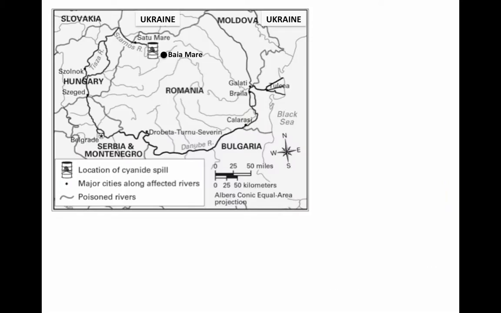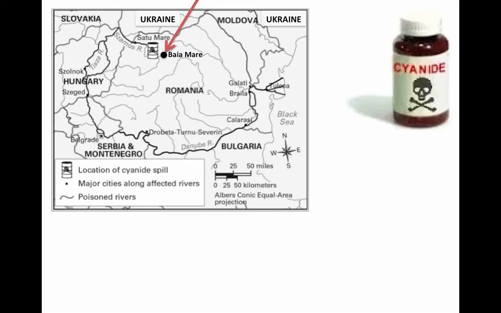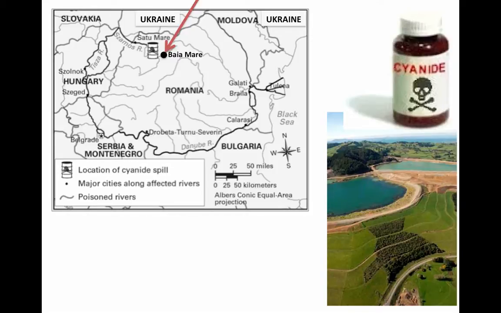So now let's go back to this river system. Near the Samos River is the village of Baia Mare. You found it earlier on the map. It was here in this village that companies were mining for gold. They used cyanide in their mining operation. The company thought it was a good idea to store the extra cyanide in a large pool like this one. They separated the large pool from the rest of the river by building a big dam.